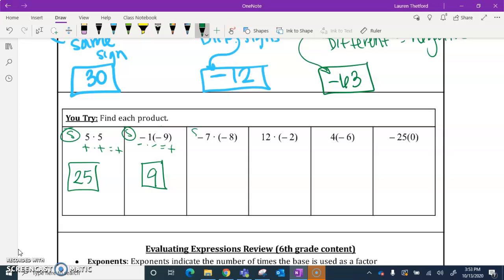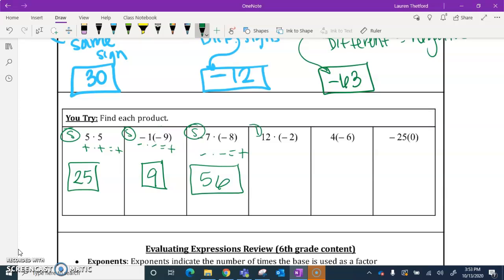These are same signs as well. We have a negative times a negative equals positive. Think of it as like the two negatives cancel out. And so those two negatives cancel each other and they make it a positive. And so 7 times 8 is 56. And then that's going to be positive because they were same sign.